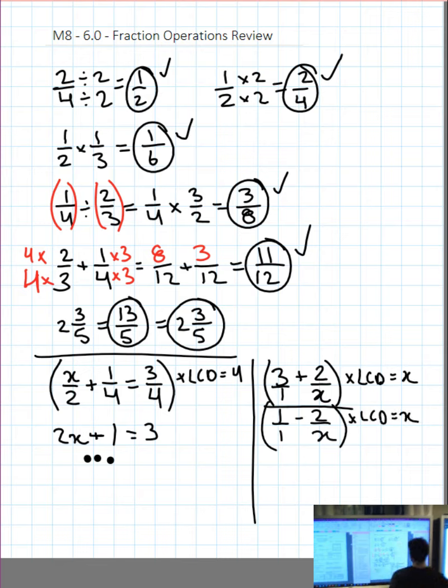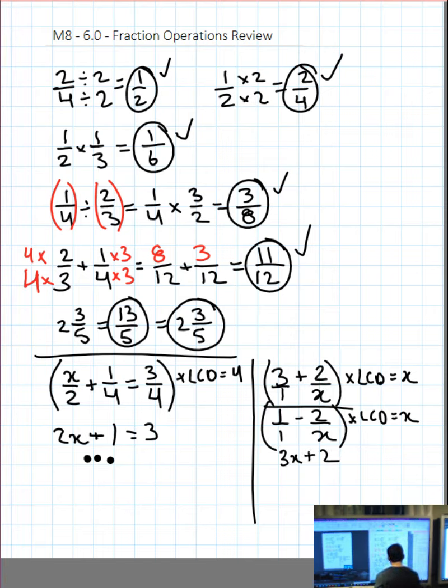And when I multiply the first fraction on the top by x, 3 over 1 times x is simply just 3x. And when I multiply the second fraction on the top by x, the x's cancel, and I just get left with 2. And when I multiply 1 over 1 by x, I just get x. And when I multiply 2 over x by x, I just get 2. And again, I'm just going to say dot, dot, dot down below.